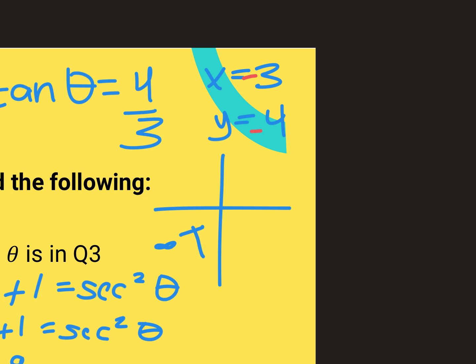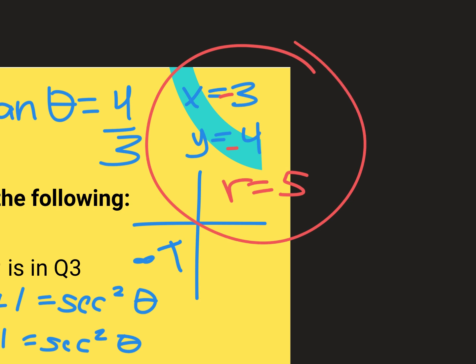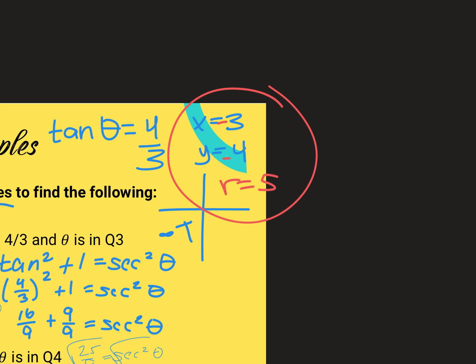Could you somehow figure out what the r value is? How? 3 squared plus 4 squared equals, what's r? No, r squared is 25. What's r? 5. Could you now have just figured out what the cosine and the sine and all that stuff is? Yeah, because what would cosine be here? X over R. So what would it be? Negative 3/5. What would sine be? Negative 4/5.